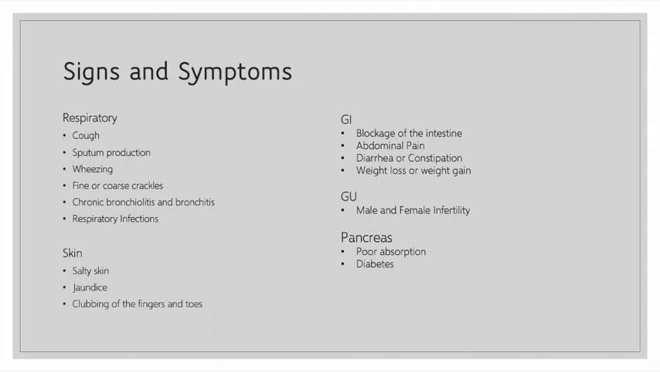With the GI, we're going to see some blockage potentially of the intestines, some abdominal pain due to that blockage, diarrhea, maybe some constipation, and obviously due to that malabsorption of nutrients, we also might see weight loss, or we could potentially see weight gain. With genitourinary, for both male and female, we can see some infertility issues. And with the pancreas, we're going to once again see some poor absorption. And actually, diabetes has been found to be somewhat associated with cystic fibrosis. So people who have cystic fibrosis are actually at risk for developing diabetes.